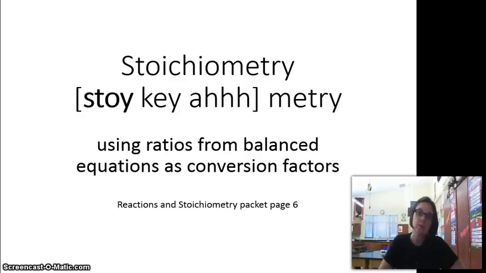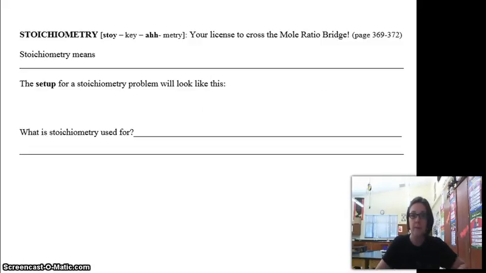This video is your introduction to stoichiometry, there's the pronunciation on the screen, which is using ratios that you make from balanced equations as conversion factors in dimensional analysis. All of these notes and examples are from Reactions and Stoichiometry packet, page 6. So stoichiometry is your license to cross that mole ratio bridge.